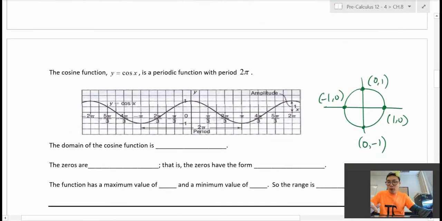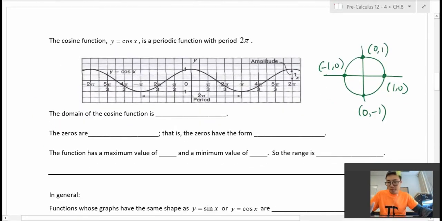We're going to move on, and we're going to be looking at the cosine function. Okay, so the cosine function y equal to cos x. Remember, when we see cosine x, we think x values on the unit circle. It's a periodic function with period 2 pi. Again, it's 2 pi because, again, one full rotation.